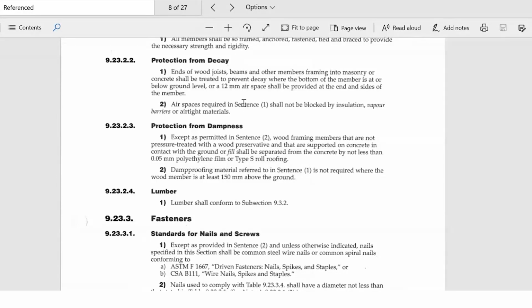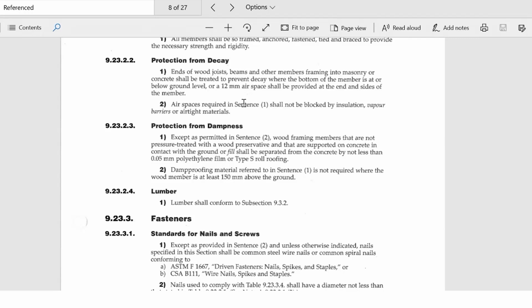Protection from dampness, except as permitted by sentence 2, wood framing members that are not pressure treated with a wood preservative and that are supported on concrete and in contact with the ground or fill shall be separated from the concrete or the fill by not less than 0.05 millimeter polyethylene film or type S roll roofing.